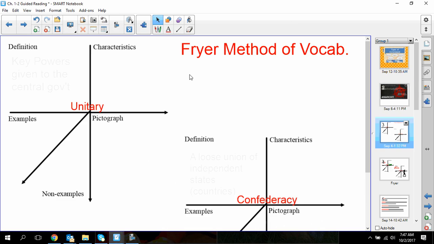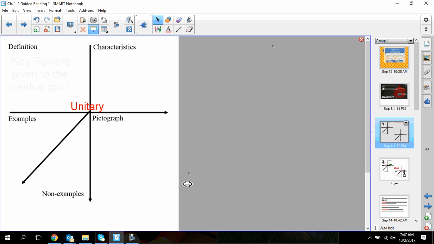Okay, so let's take a look at the back side of the chart. I know that you guys did your constitutional governments, but let's look at the back side of it and fill out that little chart. We're going to use this Frayer method to talk a little bit about it, and then I will review it. Okay, so the definition of a unitary government is that the key powers are given to a central government. So for example, you can have a unitary republic, a unitary democracy. It means that all of the powers are given to a head government.